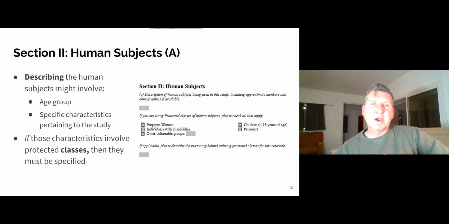So, for example, if the scope of your study was to see how prisoners use technology in a prison, well, it would only make sense to use prisoners. It wouldn't make sense to use people that you'd just pull from the street, because prisoners may be a separate demographic from what you'd find in the general population. So they require some special care. You have to have a reason for using that protected class.